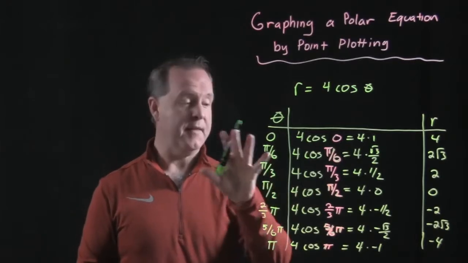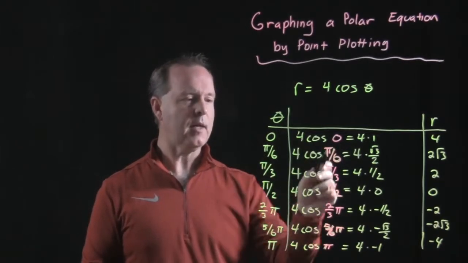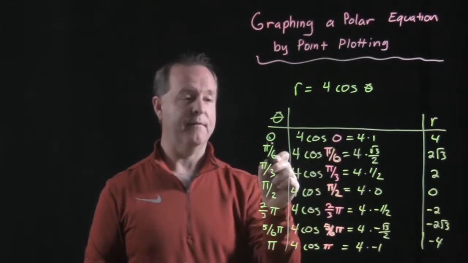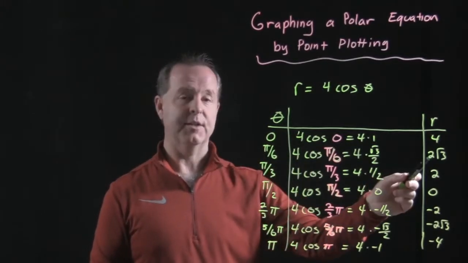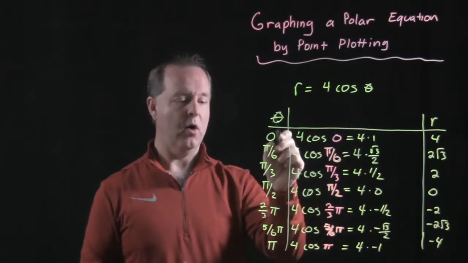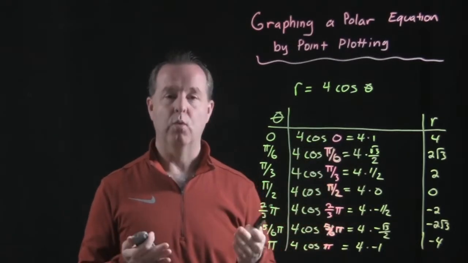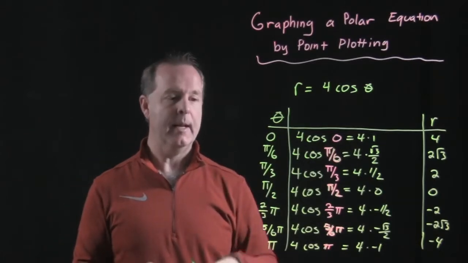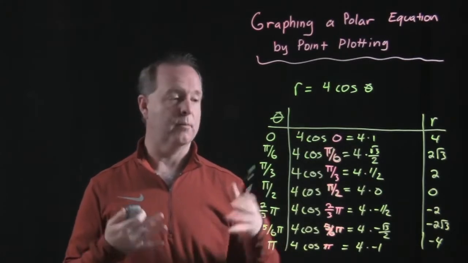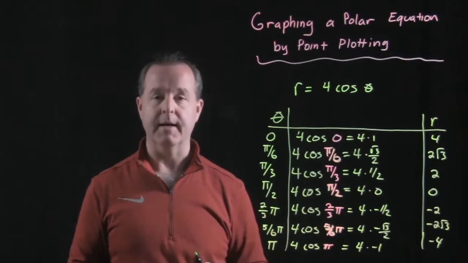After plugging all those in, we found out that for theta 0, r is 4, for pi over 6, r matches up to 2 root 3. And all these points that I have here now represent solutions to this polar equation. So let's stop for a second, build our board, and then we can start plotting some points.